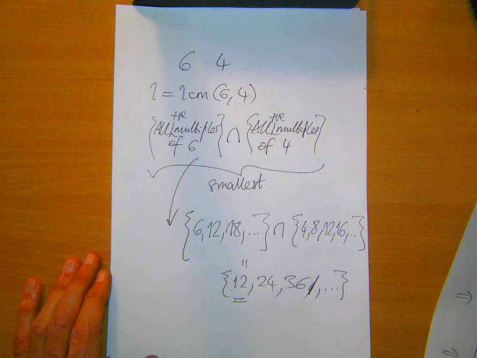Is that okay? That's what the lowest common multiple is. It's the lowest number, the smallest number, which is a multiple of both of them. So okay, Yolanda, is that?